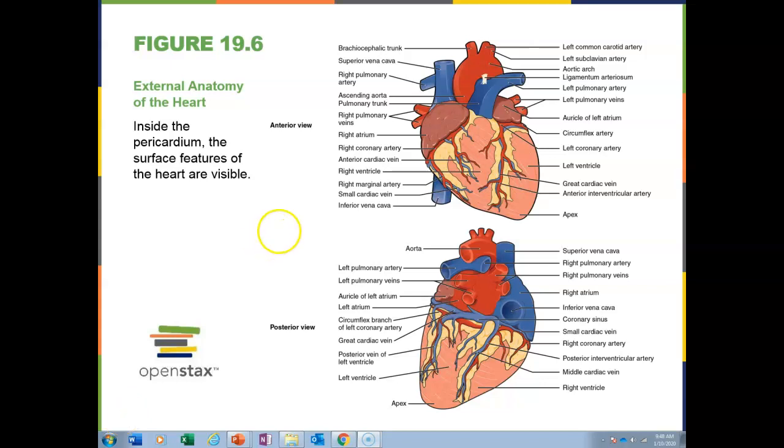Hi, everybody. Welcome back to the second lecture in Chapter 19. So we're going to look at some external and then some internal structures of the heart.